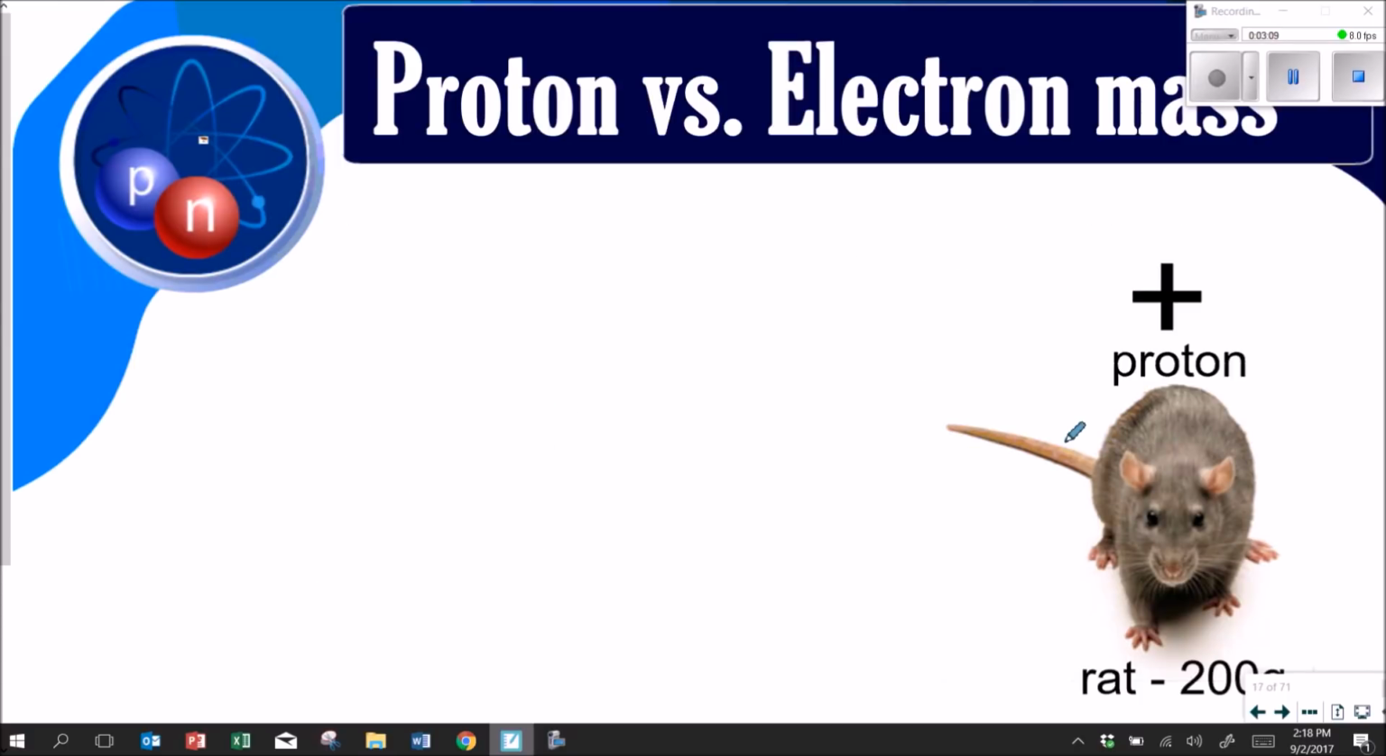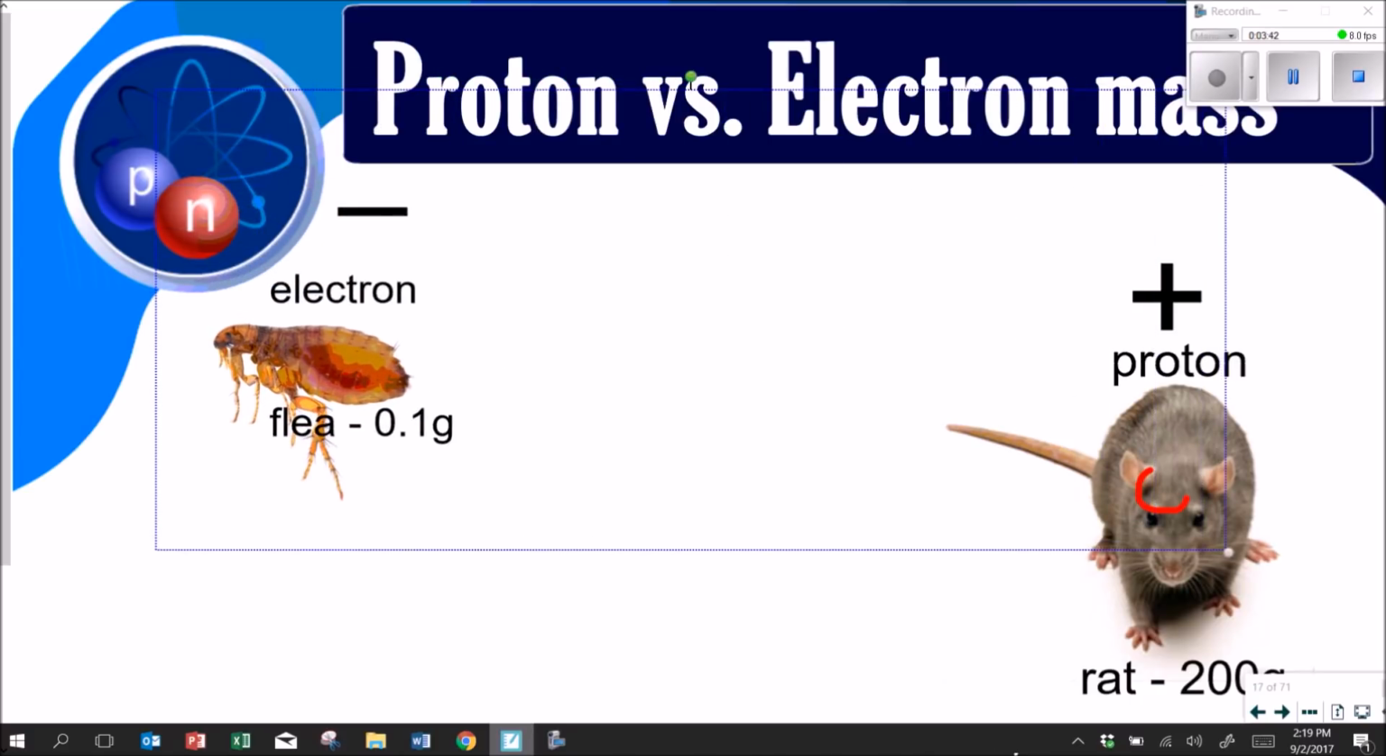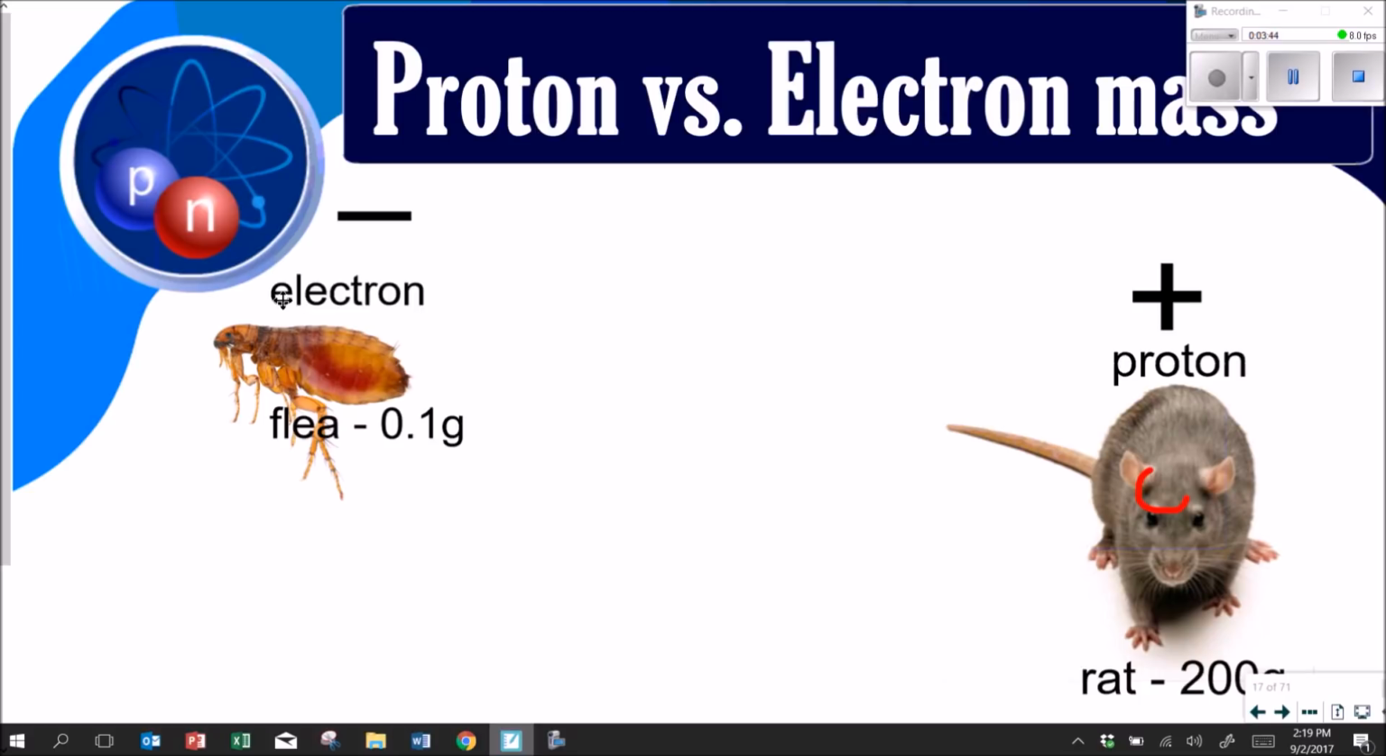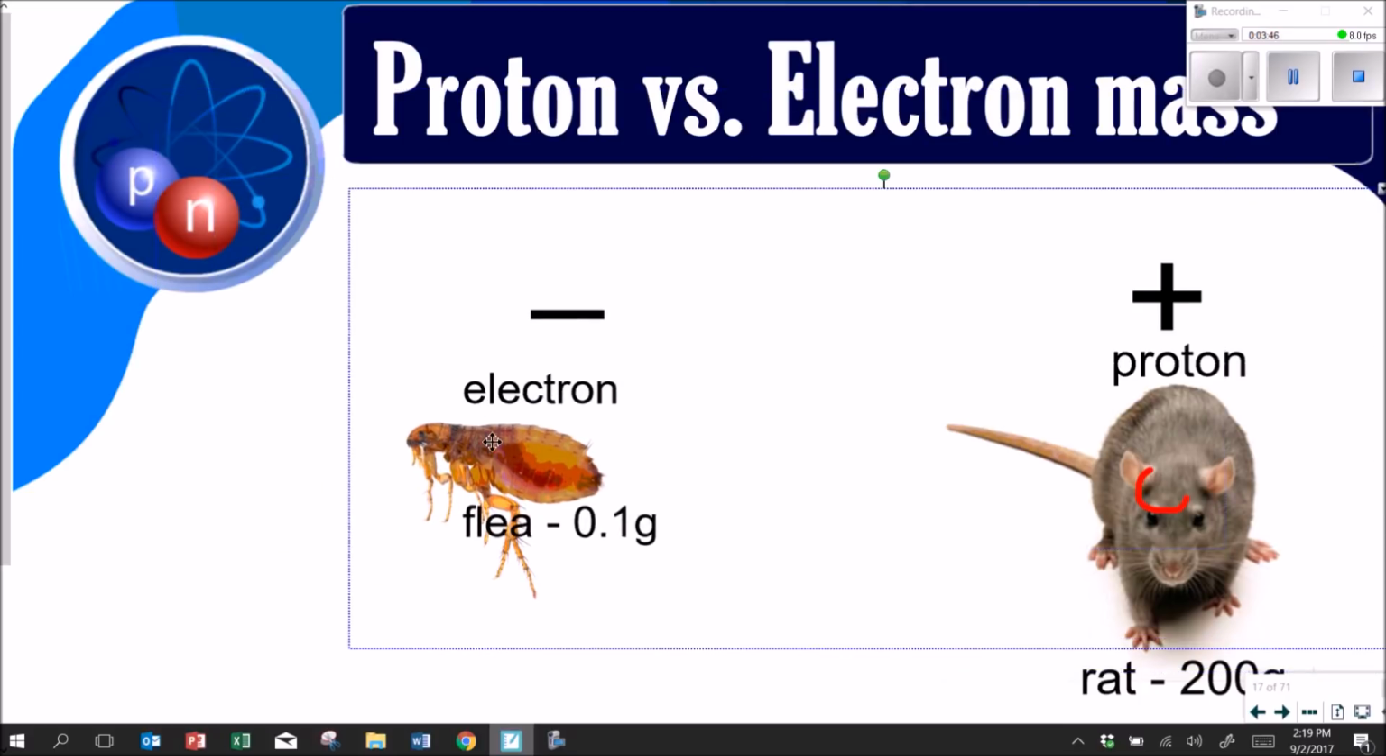Let's compare the masses of protons and electrons. If a proton were to be a rat, here we have a rat proton right here. What animal could an electron be to have a good analogy if we want to compare their mass? Pause the video and try to spot the electron animal on the slide. Okay, here it is. And it would be about the size of a flea.